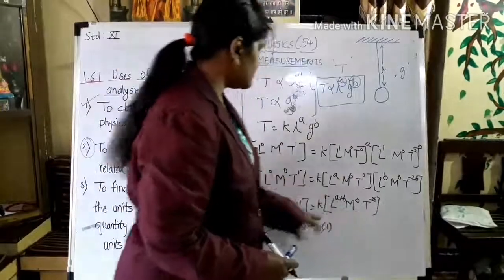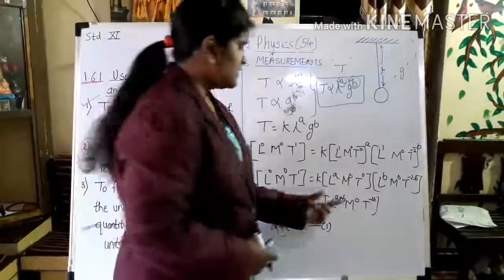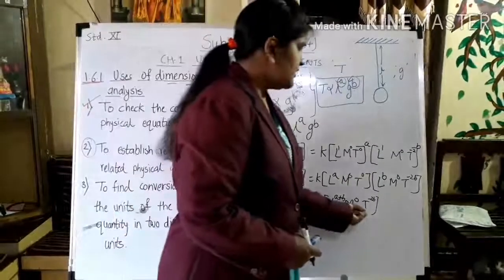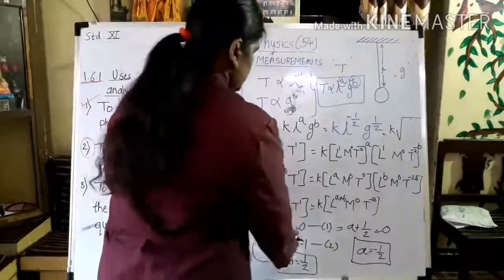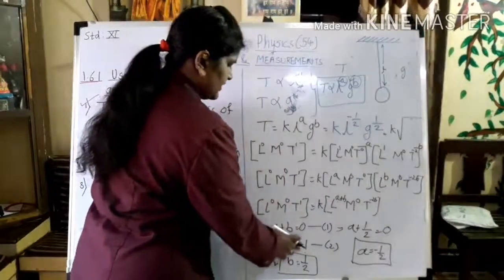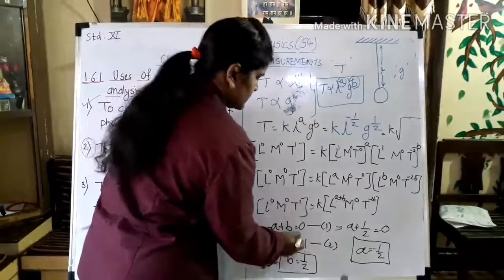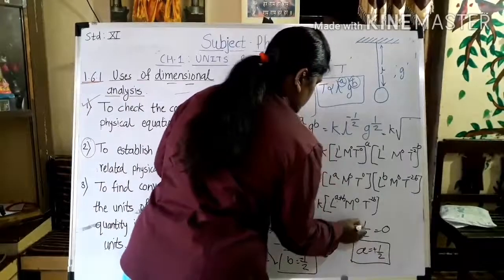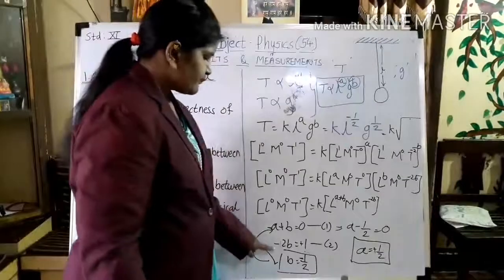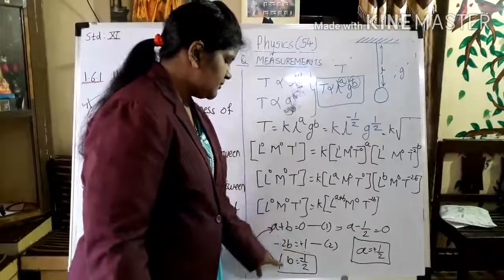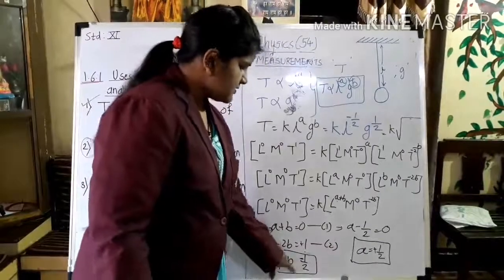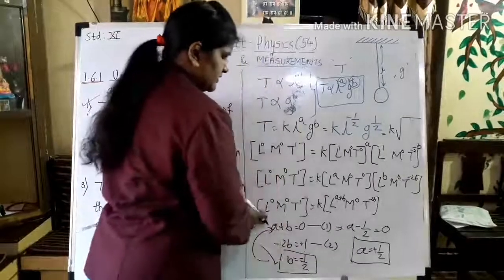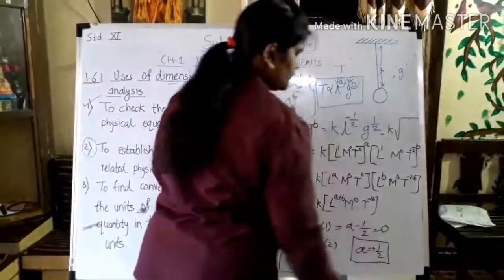Second, M, 0. No need to write it. Third, T. Here T having index 1 and here T is having index -2b. Here you can see it is -2b is -1? Is it -1? No, it is +1. So -2b is equal to +1, so b becomes -half. And by substituting value of b in the first equation, you will get a is equal to +half.